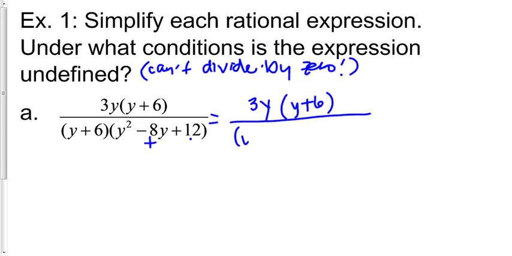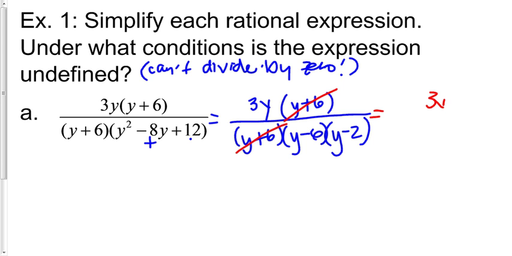And in the denominator, I've got y plus 6 times y minus 6 times y minus 2, because -6 times -2 multiplies to 12 and adds up to -8. Okay, now I want to look for common factors that I can cancel out in the numerator and denominator. These are identical factors, y plus 6 over y plus 6. When you divide two identical factors, you get 1, so we can cancel those out, and nothing else here cancels. So my answer is 3y over y minus 6 times y minus 2.